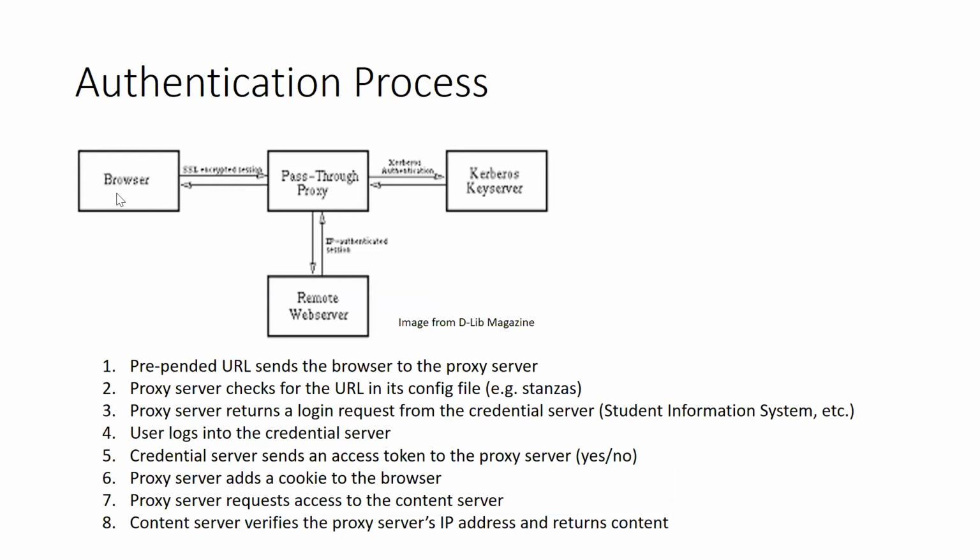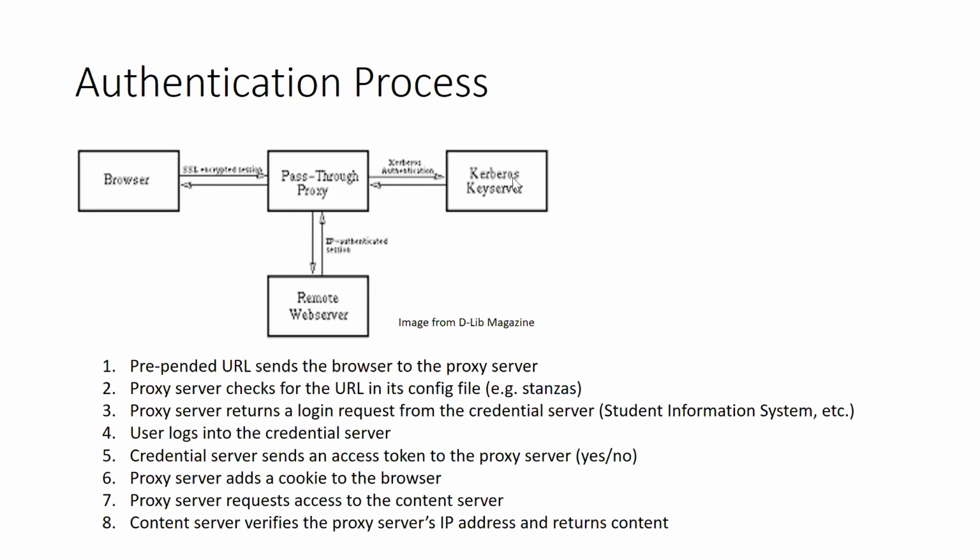So step 1, your browser generally has a prepended URL to send it to the proxy server, and this is SSL encrypted. It goes over there. And then the proxy server looks for the URL in the config file, which in EZproxy is called the stanza. So it checks it against its little file to go, okay, is this something that I'm allowed to pass through, or is it something that I don't have listed? Once it sees it's in the file, it then is going to make a request from your credential server. So again, Student Information System, etc.